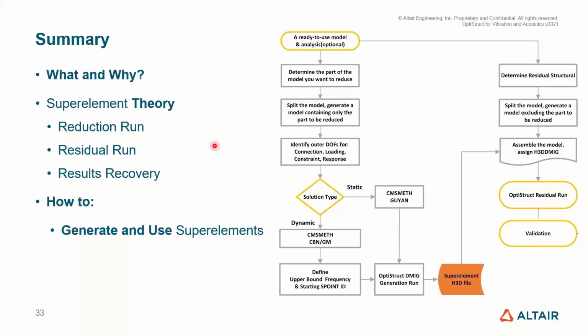All right, I think we are running out of time. Today we reviewed what and why, we discussed the theory background, and we showed how to generate and use it. The important part is we need to split the model to generate a model containing only the part we want to reduce. And then we need to identify outer degrees of freedom. Then for static, we use Guyan. For dynamic, we can use CBN and GM. Once the H3D file is generated, it's ready to be assembled with other models to have some residual run.